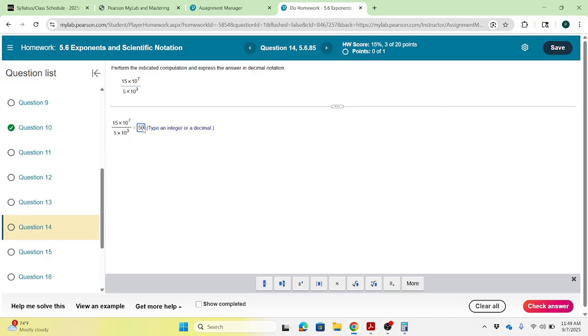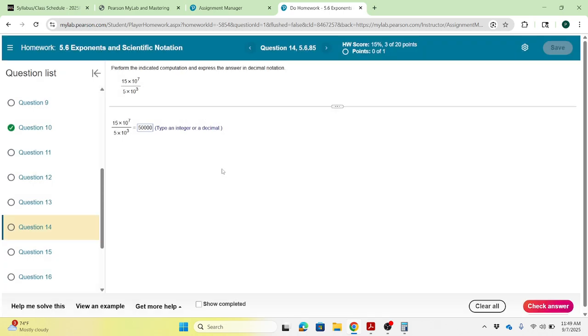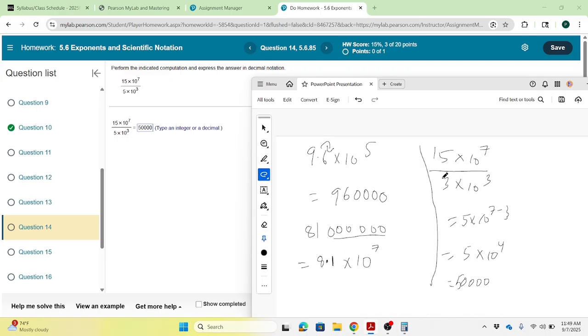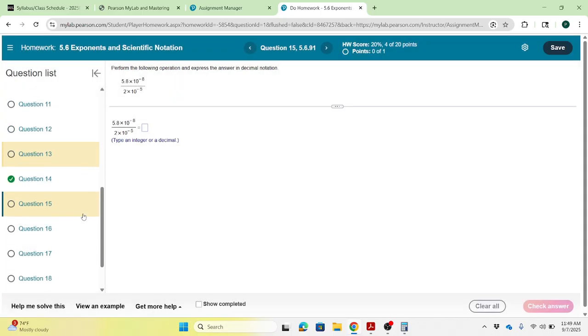So you have to read the instruction to put your final answer. Type an integer or decimal form. Perform the indicated computation and express the answer in decimal notation. So that would be, sorry, it's not 5. Here it's 15 divided by 5, it's not 3, my bad. 15 divided by 5, which is 3. So instead of 5, we're supposed to have 3. My bad, I didn't pay attention here. Other than that, everything else is good.